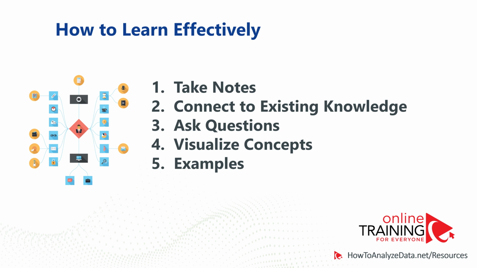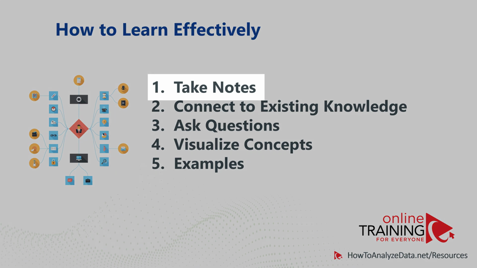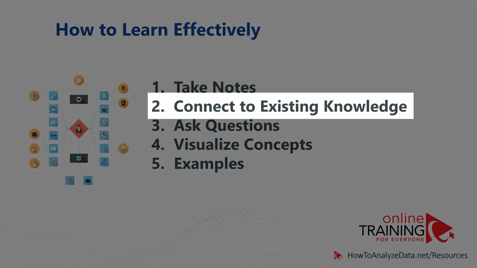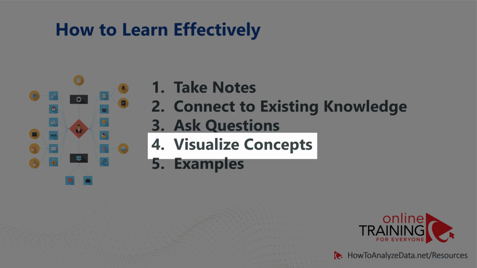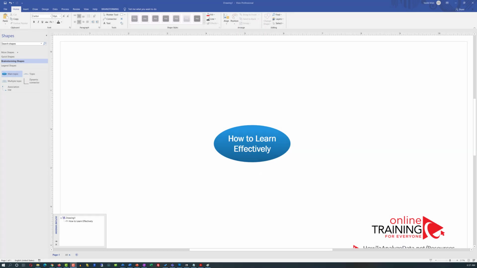Let's assume that there are 5 main concepts we're trying to adopt for effective learning: taking notes, connecting new concepts to existing knowledge, asking questions if something is not clear, visualizing concepts, and reviewing the examples. Let's represent these 5 concepts on the diagram.